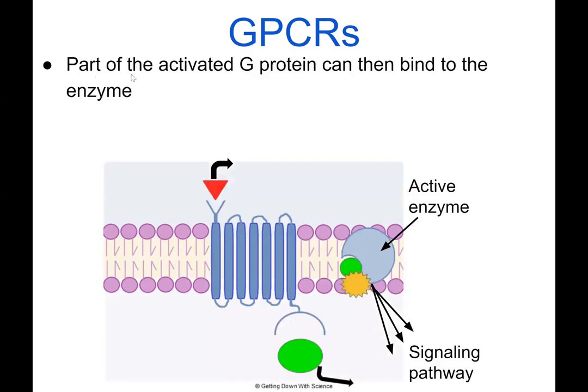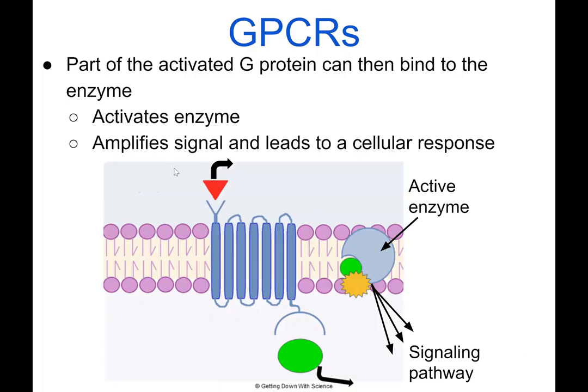Okay. So then part of the activated G protein can bind to the enzyme. We've released that little activated G protein and it comes over and binds to the enzyme. So now we have a nice active enzyme, and that enzyme can then amplify the signal. Think of it in terms of we went from one signal, now we have 3 signals if you look at the diagram. So we made it stronger, therefore leading to the cellular response.